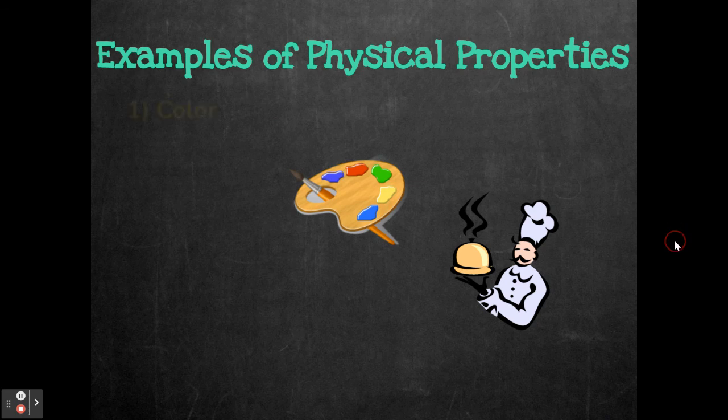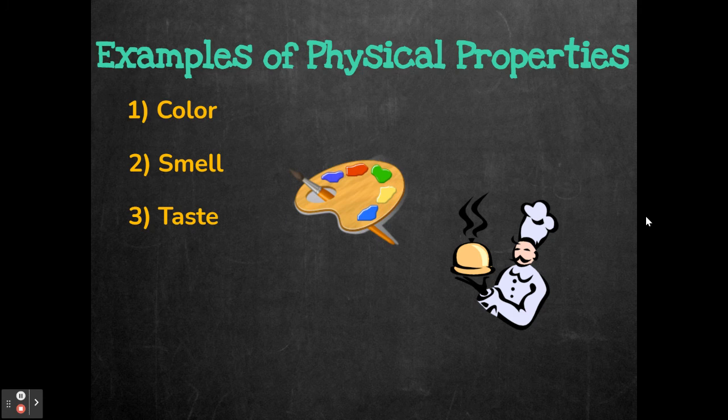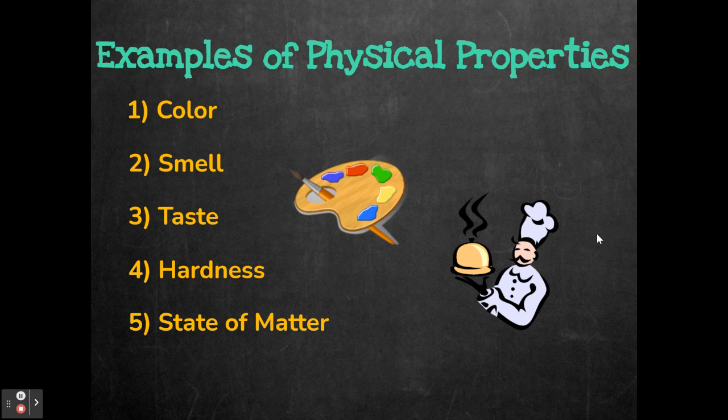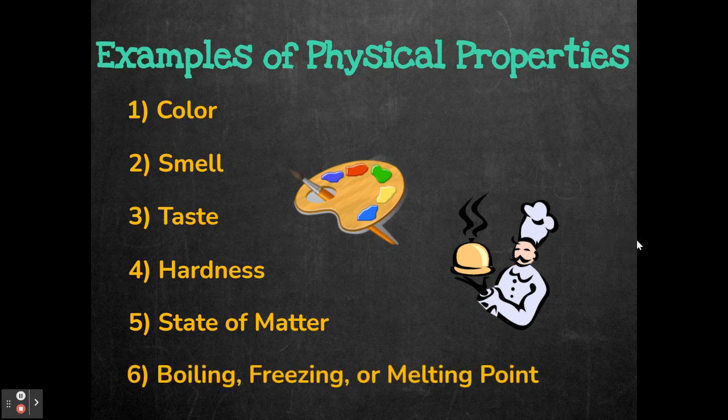Examples of physical properties: color. Again, you're familiar with some of these, but some of them you aren't. So color, smell, taste, hardness, and state of matter, so solid, liquid, gas. And boiling, freezing, or melting point. All of these are review, but write them down.